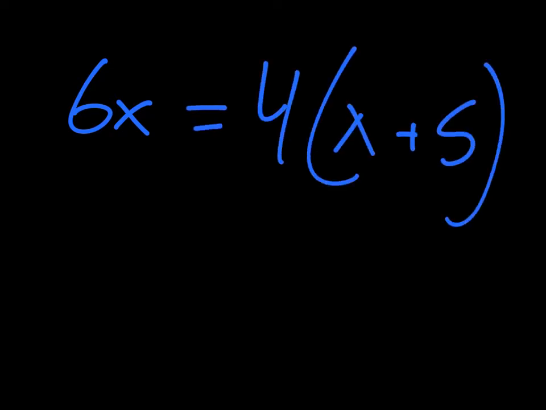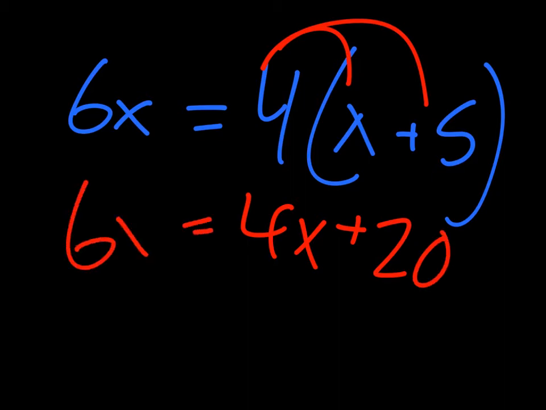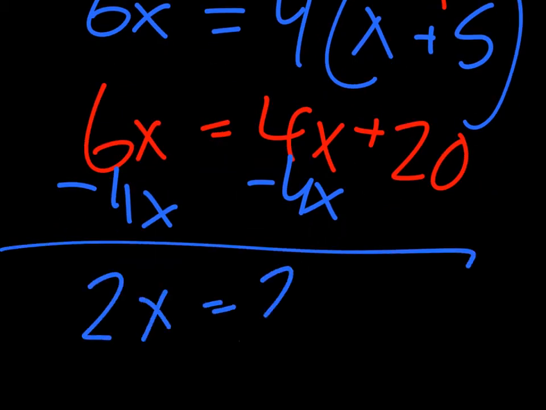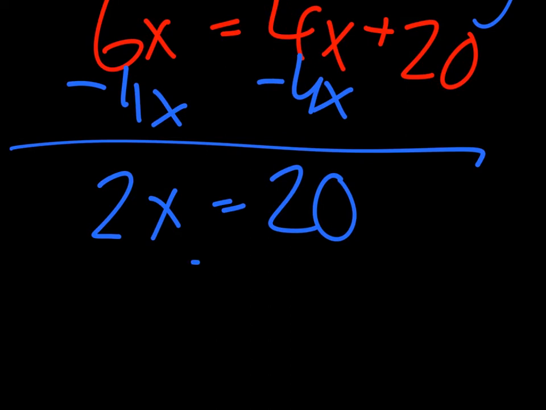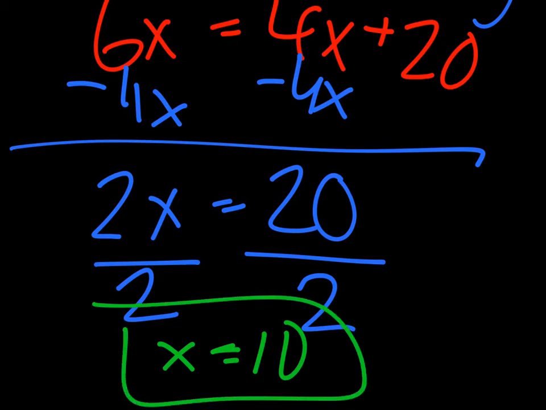One more. If we have 6x plus something equals 4x plus 5, we distribute. Therefore, this goes to that, and that goes to that. 4x plus 20 equals 6x. Now we subtract 4x on both sides. We get 2x equals 20, and we all know that 20 divided by 2 just gives us x equals 10. Bam. There we go.